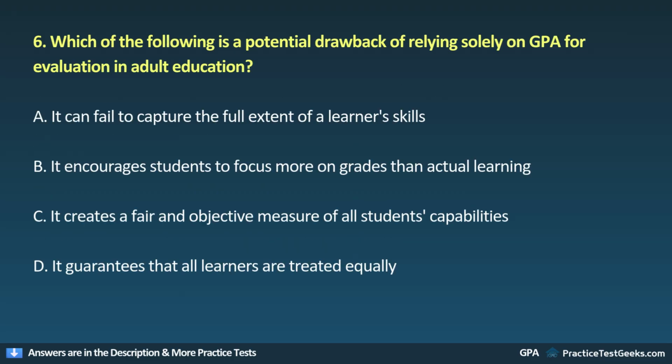6. Which of the following is a potential drawback of relying solely on GPA for evaluation in adult education? A. It can fail to capture the full extent of a learner's skills. B. It encourages students to focus more on grades than actual learning. C. It creates a fair and objective measure of all students' capabilities. D. It guarantees that all learners are treated equally.